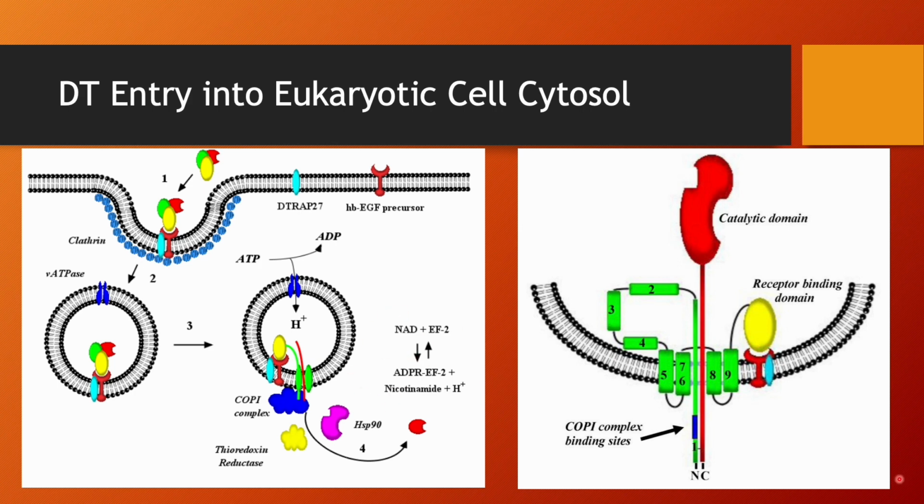shown here. On the right is a close-up representation of the insertion of the transmembrane domain into the endosomal vesicle, forming this pore, and then the binding of the COPI complex, shown here, and here is shown the binding site in that blue, facilitates the translocation of the catalytic domain through the pore, causing that ADP ribosylation, which then inhibits protein synthesis and causes cell death and apoptosis.